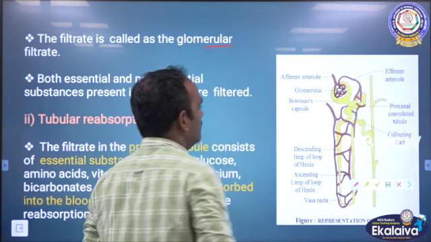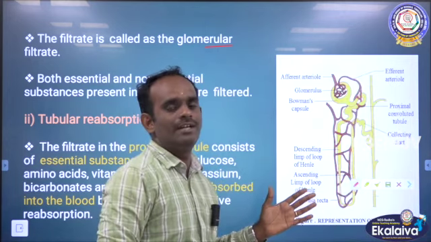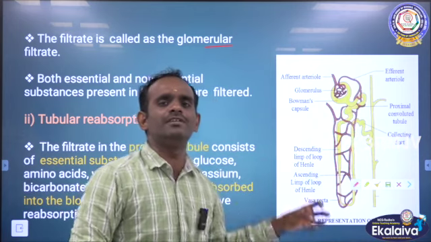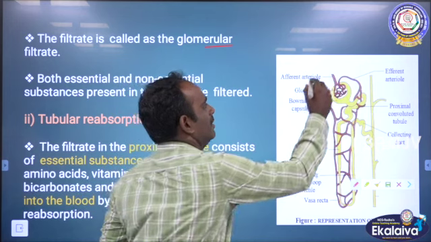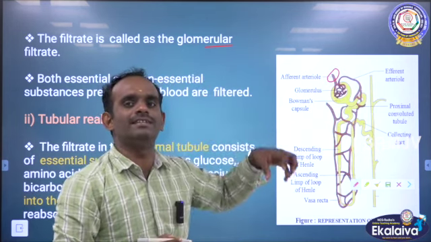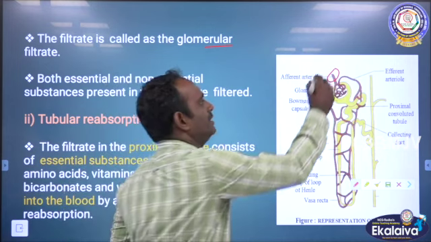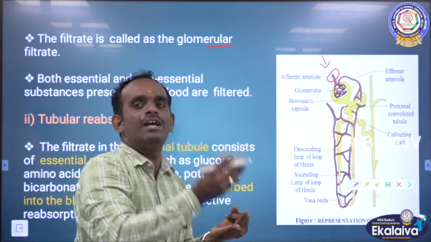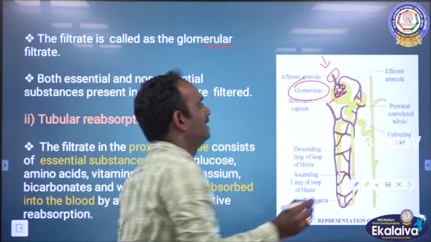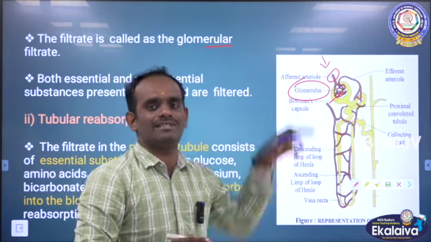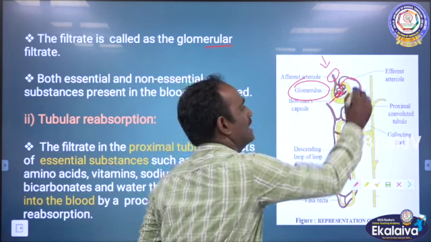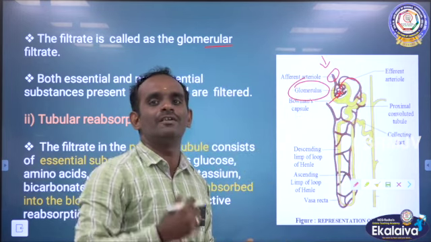See the picture here. This is the structure of a nephron. It is also called the uriniferous tubule. There are millions of nephrons in the kidney. Here, through the afferent arterioles, which are nothing but blood vessels, the essential and non-essential substances get filtered. Where? In the glomerulus. Once the filtration is over, the filtrate moves on to the next part of the nephron. Clear, children?